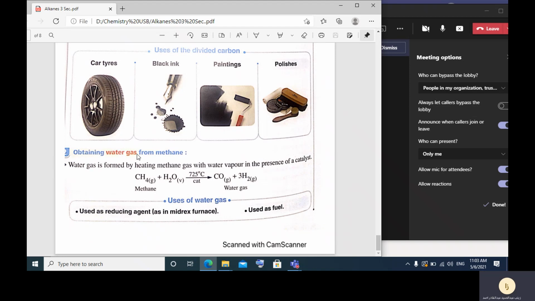Alkanes can be used to get water gas. How do we get water gas? Water gas is formed by heating methane gas with water vapor in presence of catalysts. We take methane, then we heat it with water at 725 degrees Celsius in presence of catalyst. It will be changed into carbon monoxide and hydrogen. This mixture is called water gas. Water gas is very important, and we took it before. It can be used as a reducing agent in Midrex furnace and can be used as a fuel.